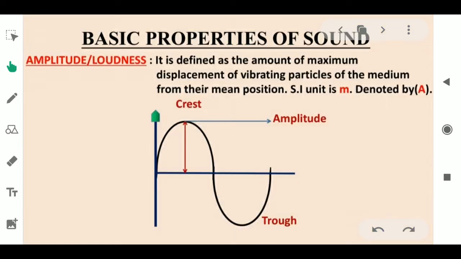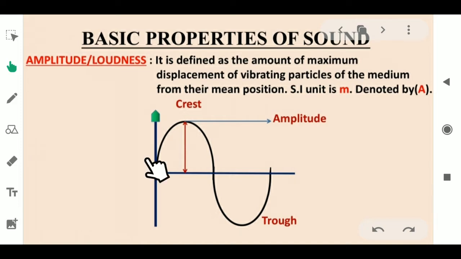So, dear students, today we want to discuss the basic properties of sound. The properties are amplitude, wavelength, frequency, and time period. The first one, amplitude of sound. In words, you can say that it is defined as the amount of maximum displacement of vibrating particles of the medium from their mean position.